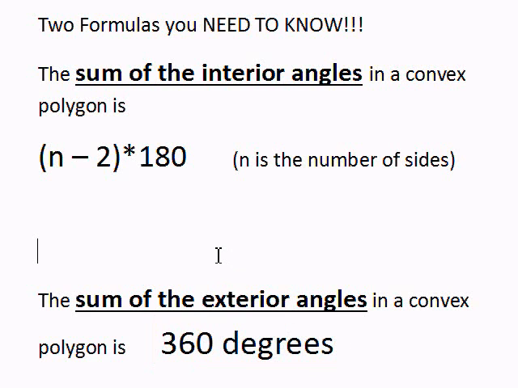So please go ahead and write those down, and then we'll move on to a couple definitions, and then we'll get to our problems for the day.